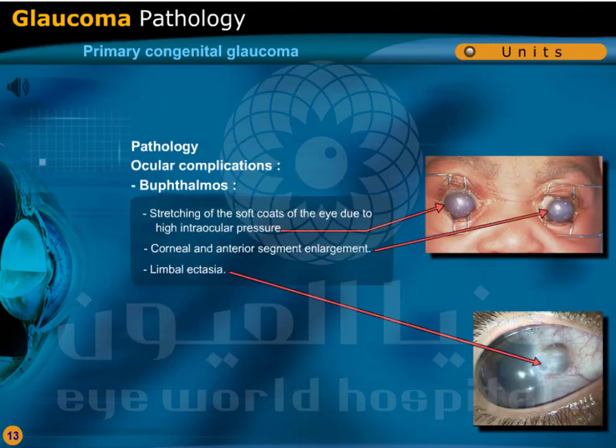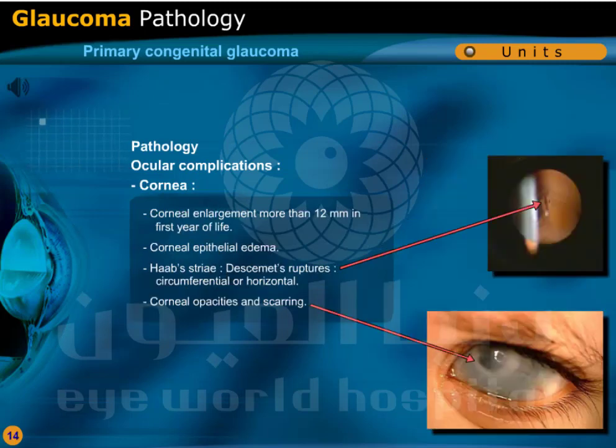Ocular complications of primary congenital glaucoma. Buphthalmos: stretching of the soft coats of the eye due to high intraocular pressure. Corneal and anterior segment enlargement. Limbal ectasia. Cornea: corneal enlargement more than 12 mm in the first year of life. Corneal epithelial edema. Haab's striae, Descemet's ruptures, circumferential or horizontal.